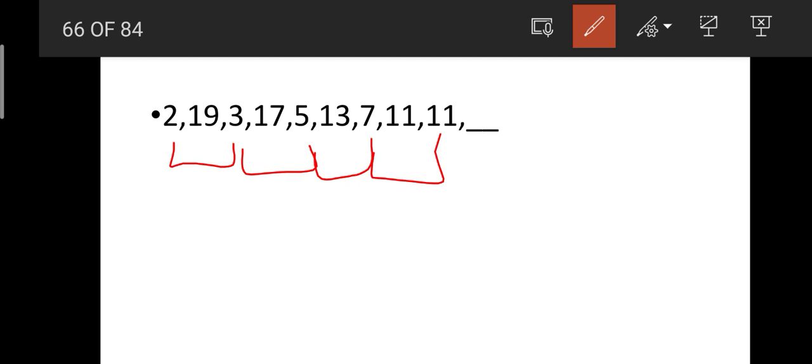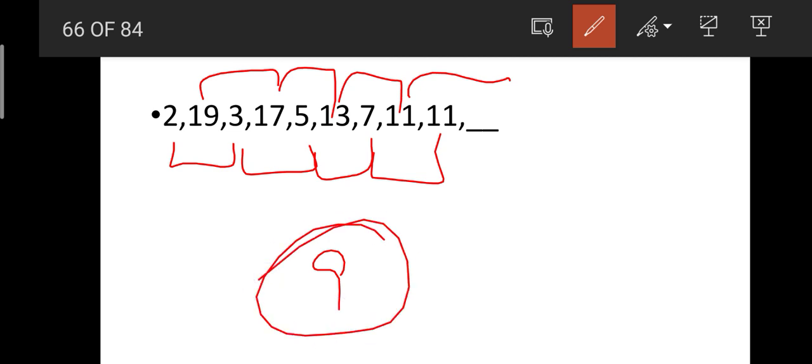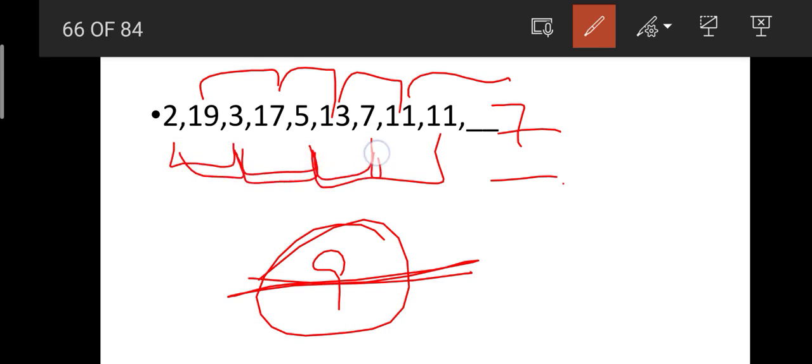It is just alternatively they are taking 19, 17, 13, 11. Then the next one should be, is it 9? No, they are not at all taking odd numbers, but they are taking the prime numbers. So in order to get our answer, it should be 7. Okay, this is an alternate question. You should observe here. Then you will get the logic very easily. Okay, now we will move to our next question.